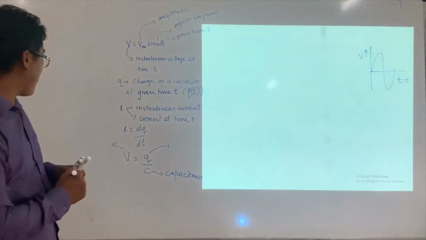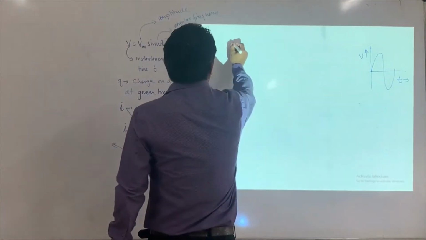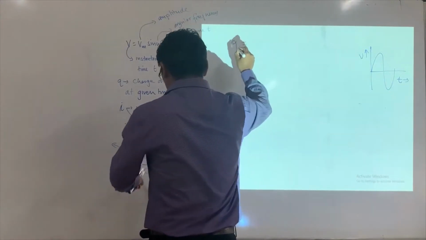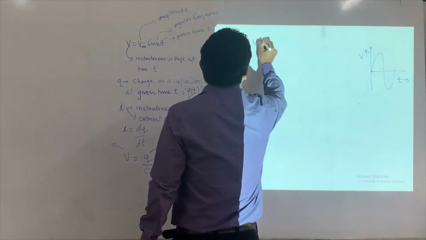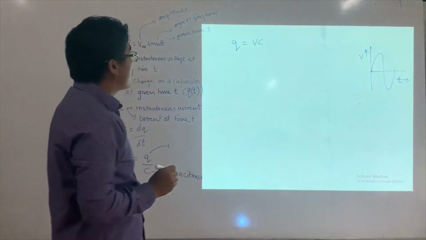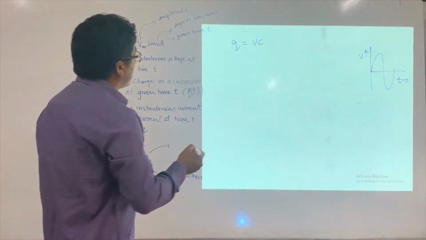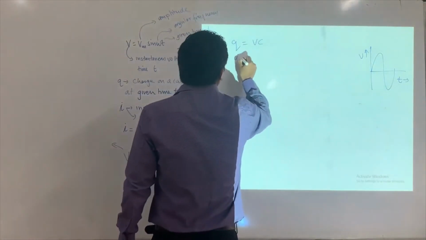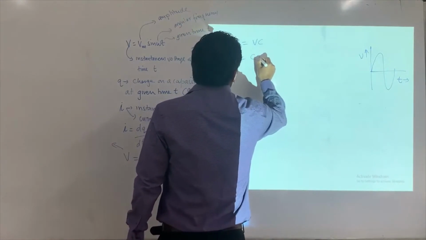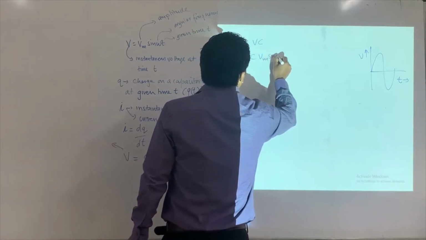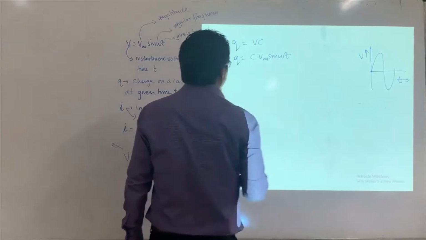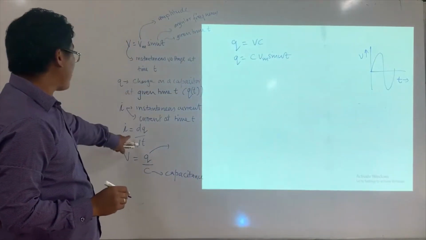Now what I would like to do is, what is Q, right? This Q is equal to VC. V is the instantaneous voltage. So I would like to substitute this. This is equal to Vm sin omega t. This is what I have. Now I would like to put this, right?